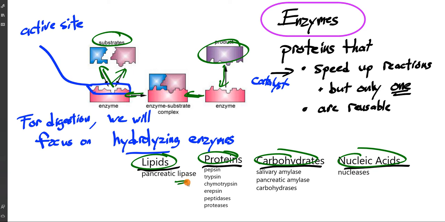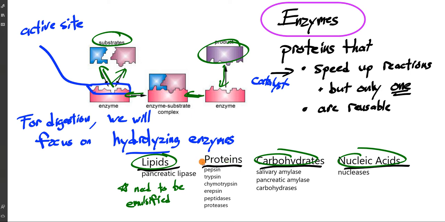For lipids, there's just pancreatic lipase, but there's a special consideration here because these enzymes are all going to be water soluble. They're going to be soluble in polar materials, but lipids are nonpolar. So they need to be emulsified. They need to be broken into tiny little droplets so that the enzyme can get at the lipid molecules.